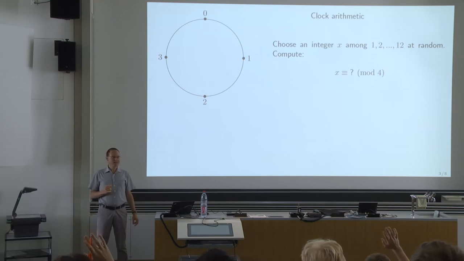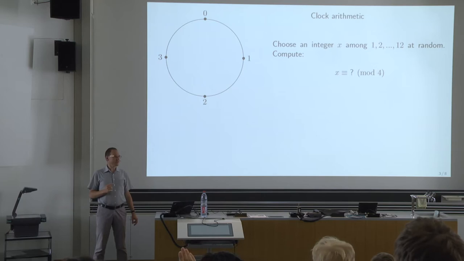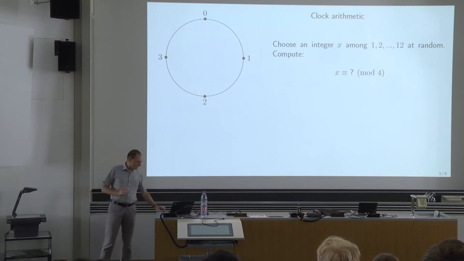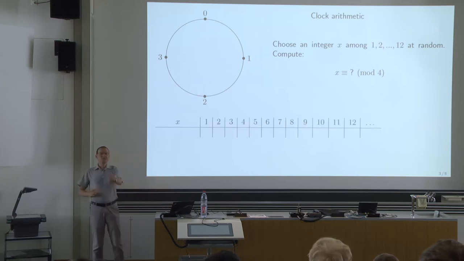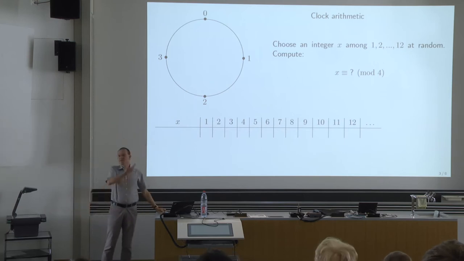Again, plenty. Raise your hand if you got a 2, if your number is congruent to 2. Fair number again. And raise your hand if you got a 3. Again, roughly the same numbers. Right. So these are the possible integers that you could have chosen: 1, 2, 3, up to 12. Let's look at their remainders.